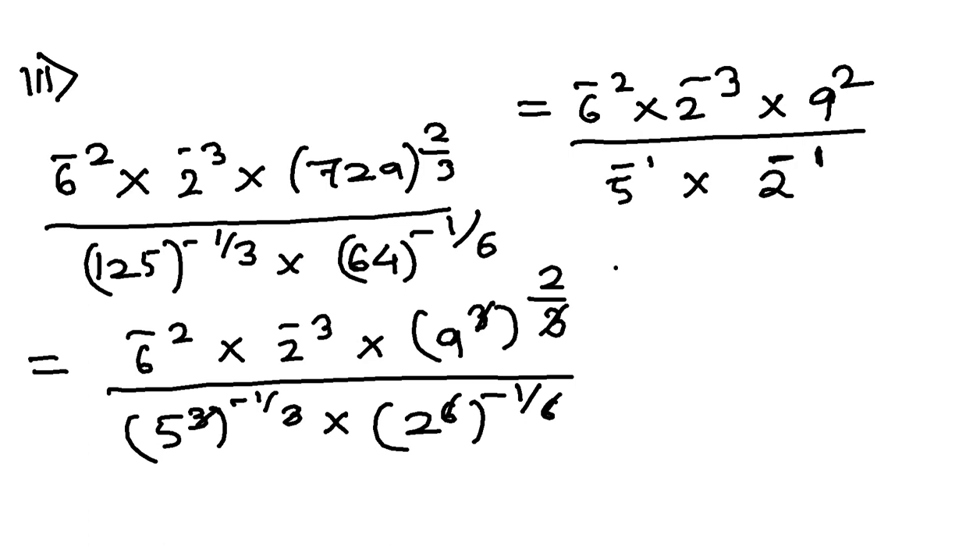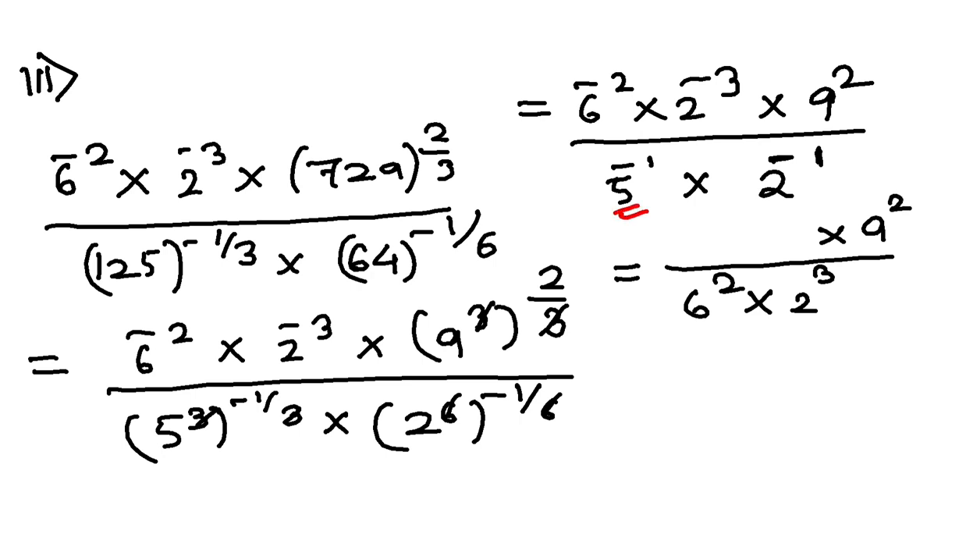Now how to tackle this kind of situation? Let me explain a shortcut over here. If the power is negative, you take it down. If it is above, take it below; if it is below, take it above. That means 6 to the power minus 2 is there, it will go down, above is 2 to the power minus 3, this is negative so this will go down. But 9 square will stay above because it is positive. This 5 to the power minus 1 is below, this will go above, it will become 5 to the power 1, this will go above and become 1.